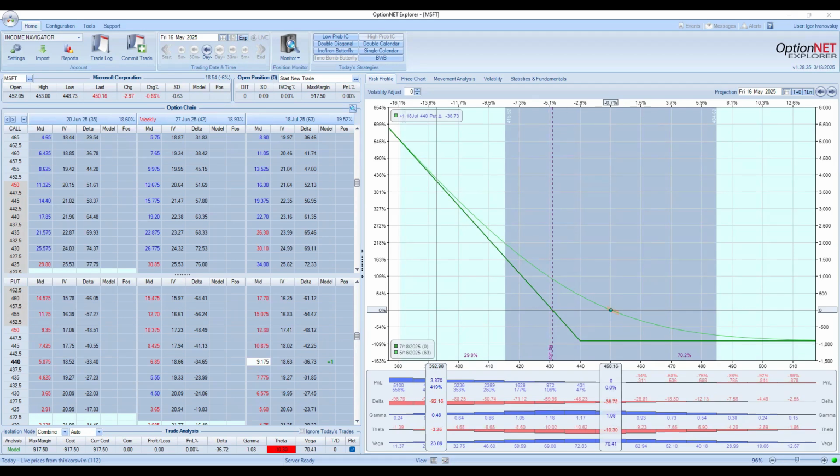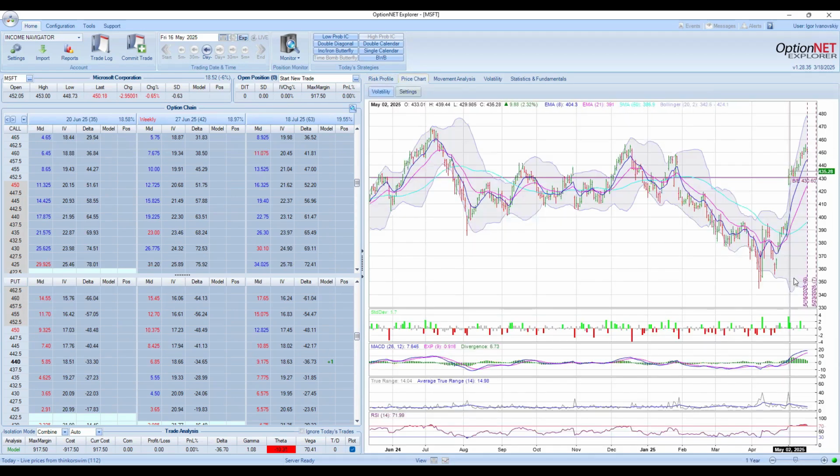Let's start with very simple long puts. What I'm sharing on my screen is Microsoft. Today, Microsoft is trading at 450.17. Why Microsoft? Because why not? Let's look at the chart. Microsoft has had quite a run. So that's why I thought this was kind of a decent example.